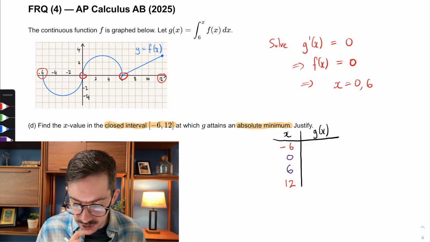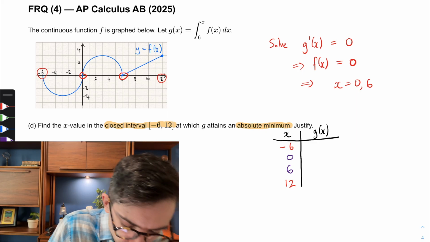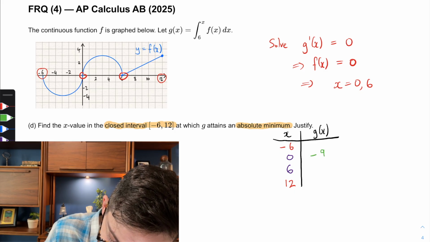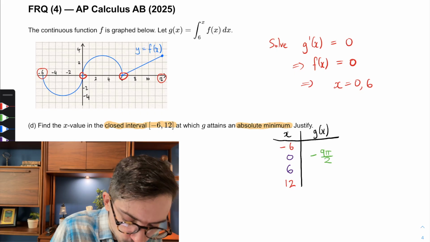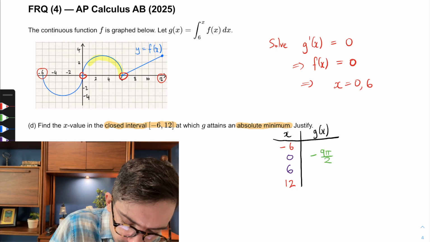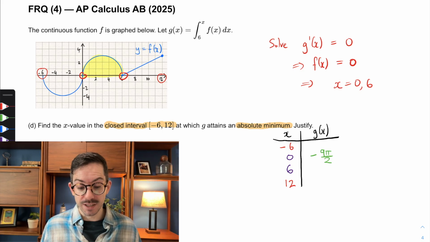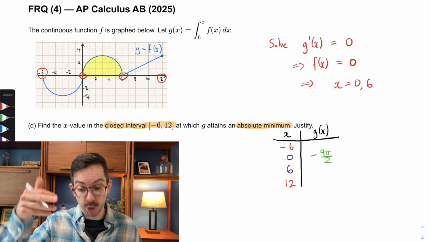So let's have a look here. Well, the good news is I figured out some of these values already, right? We figured out that g of 0 was negative 9 pi by 2 in part C. If you don't remember that, remember it was really asking us about the area of that semicircle. When I substitute in x equals 0, we get that negative because our limits are in the wrong order.